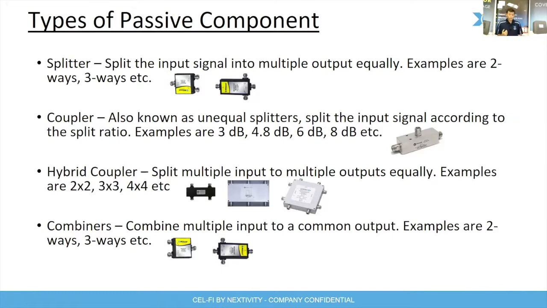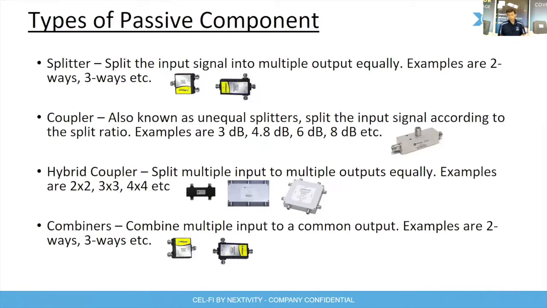Now, what happens if we want to have multiple inputs and multiple outputs? This is where the hybrid coupler comes in. A hybrid coupler basically just splits the incoming signal equally into multiple ports, right? So you can think of it as it combines and then splits. So hybrid coupler, this is a 2x2. You can see that this is what we call a multiple input, multiple output passive component.